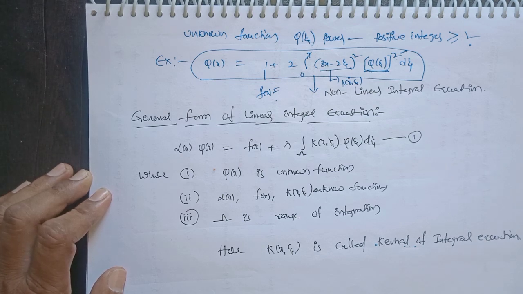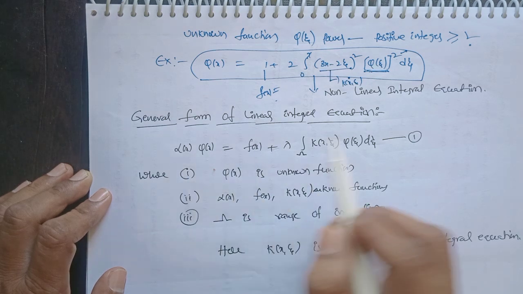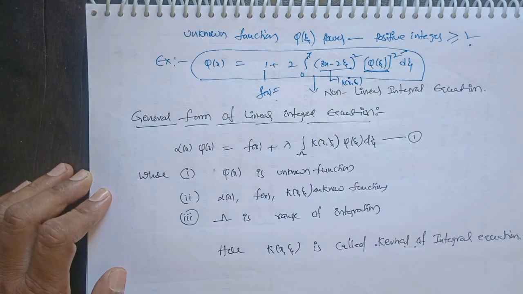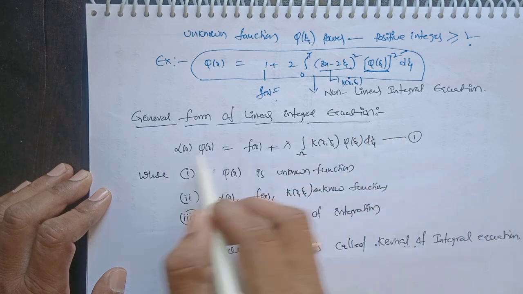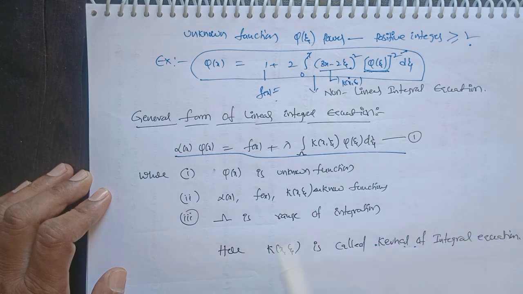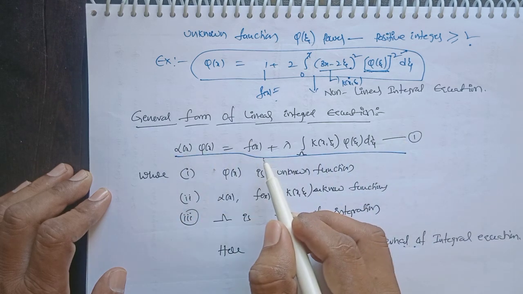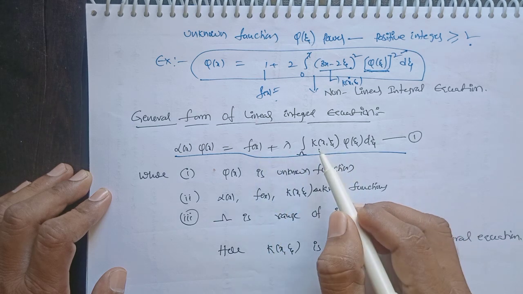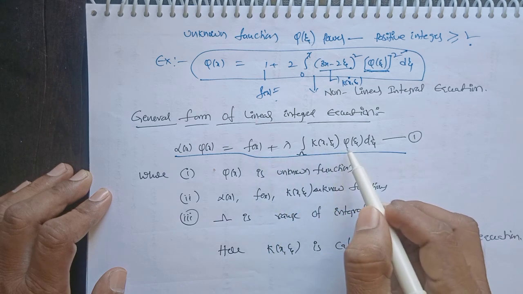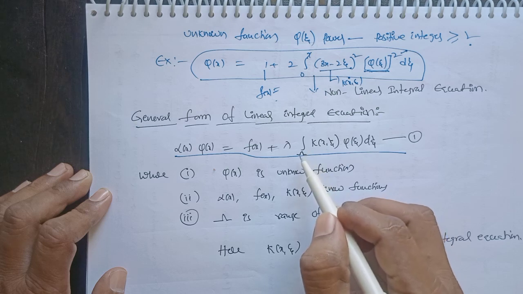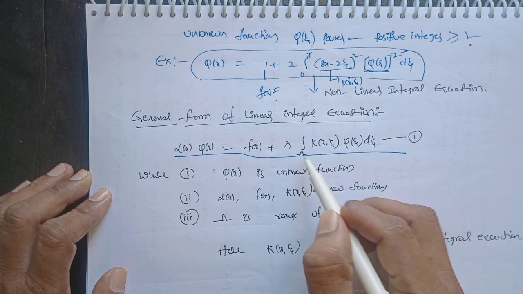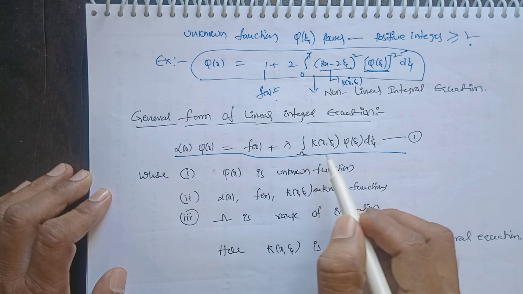Next, the important concept for integral equations is the general form of the linear integral equation. This is the structure of the general form of the linear integral equation. Alpha of x into phi of x is equal to f of x plus lambda times the integral of k of x, xi, phi of xi d xi, where the range of the integration is any range, say a to b, which I am taking here.